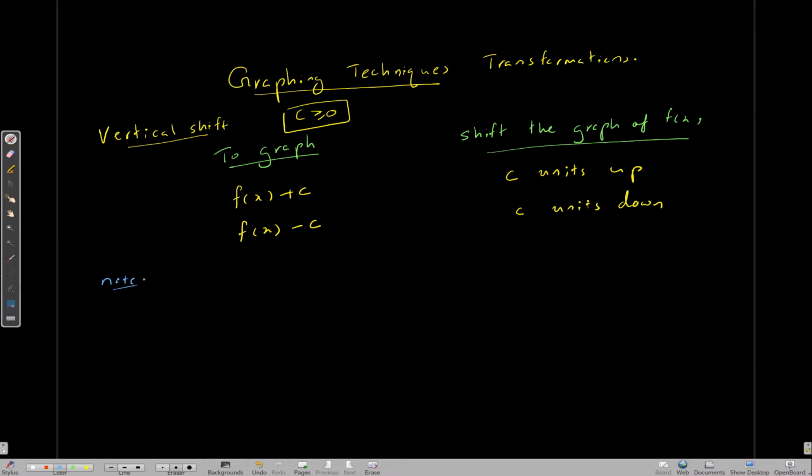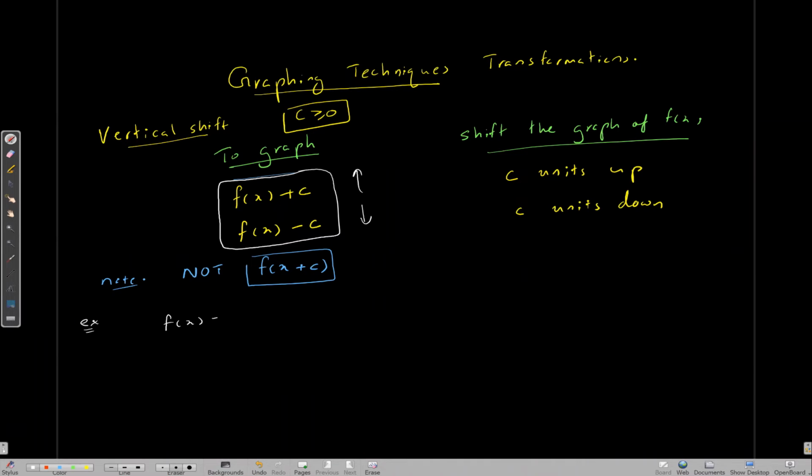Now I need to make a note here. This is not f of x plus c. This is a different story. So these two are actually f of x and then plus or minus. So this will take your graph up, and this is down. Now let's take some examples.